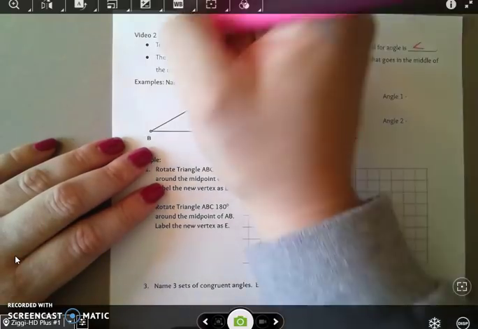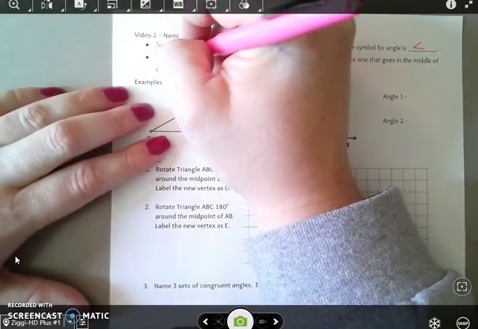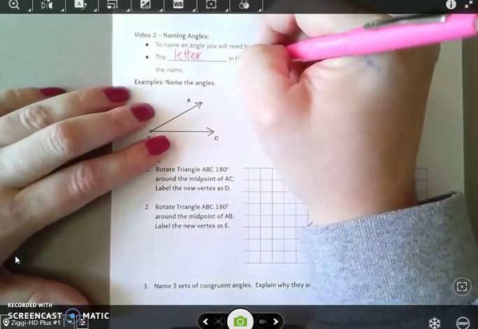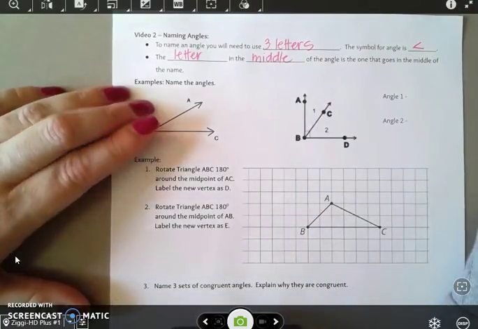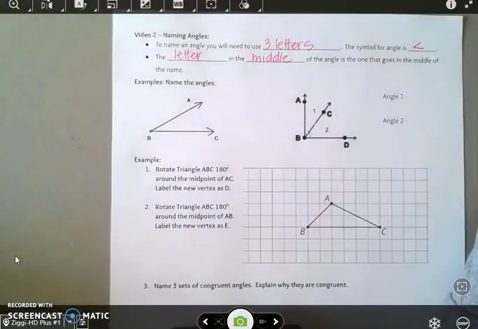The letter that is in the middle of the angle is the one that goes in the middle of the name. So let's look at a couple of just basic examples.